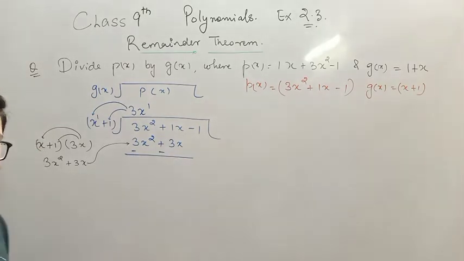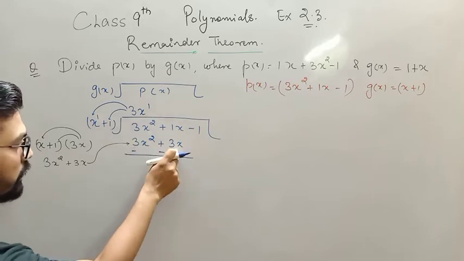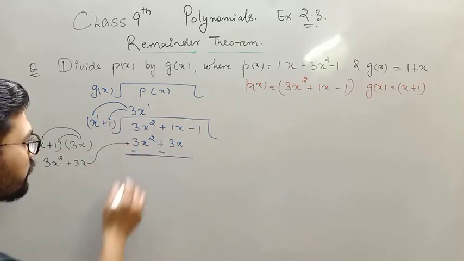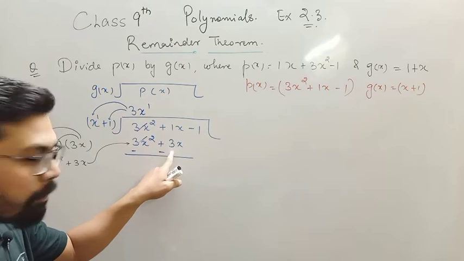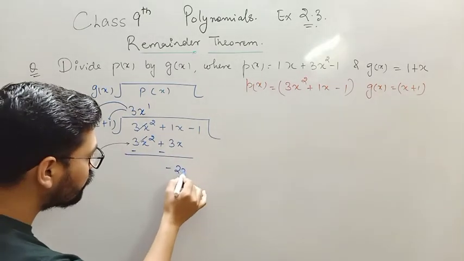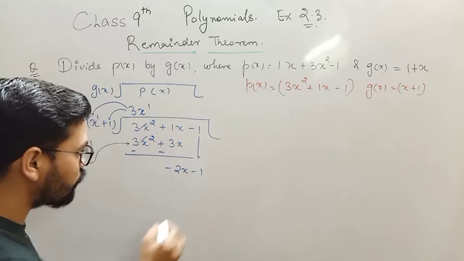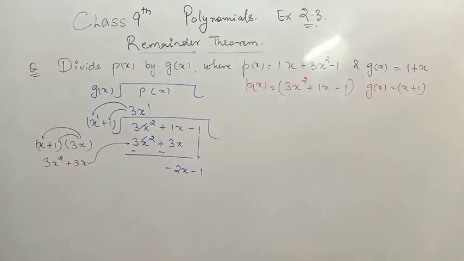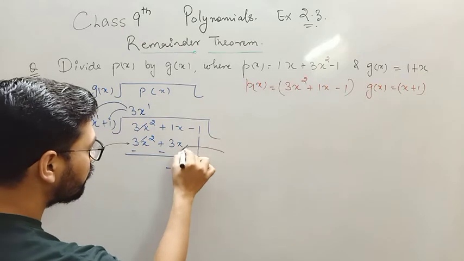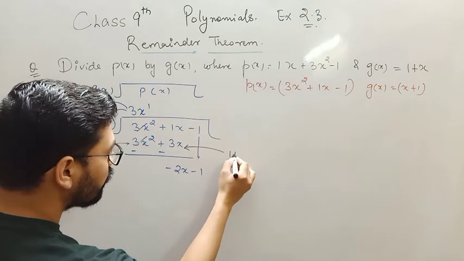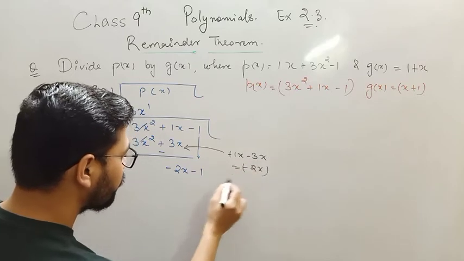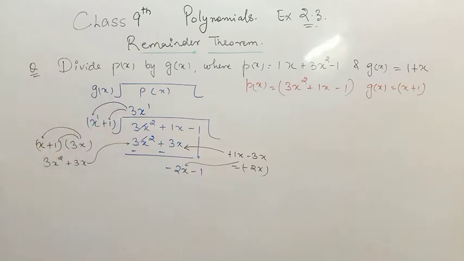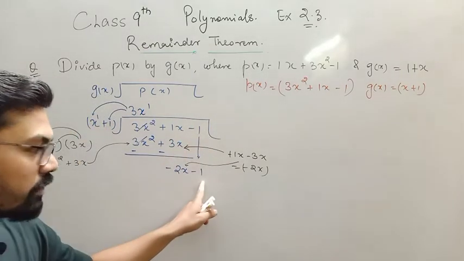Minus minus. I just subtract this value from this. I just subtract 3x square plus 3x from 3x square plus 1x. What will I get? These two terms get cancelled out. This is plus 1, this is minus 3. So what will I get? Minus 2x and minus 1. I think this thing is clear to you all. What I have done here is plus 1x minus 3x will give you minus 2x. Any doubt? And minus 1 this.